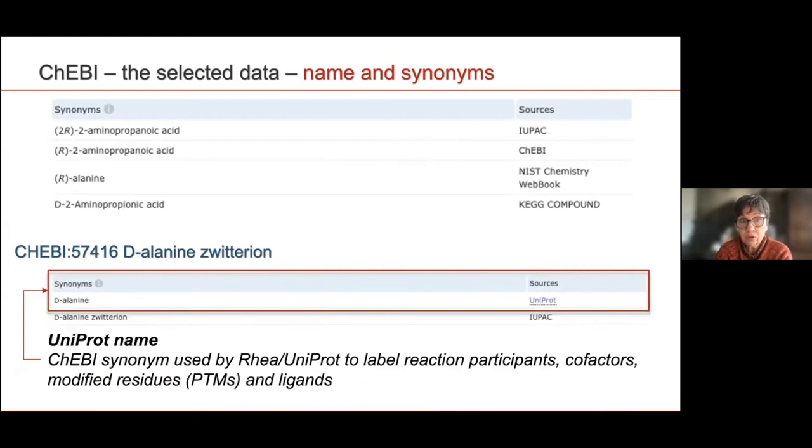From KB, we also use the names and the synonyms. Inside KB, a synonym is of specific interest for us. You can see there's a synonym in KB with the source UniProt. These synonyms correspond to what we call the UniProt name. Very often we talk about the UniProt name. It's the KB synonym that is used by Rhea or UniProt to label reaction participants, but you will see with Marie-Claude that it also allows labeling cofactors, modified residues and ligands. We have this specific synonym because in this way, KB can change their KB common name if they want, and there is no impact, no consequences to the chemical reaction and to the use of the cofactor in UniProt, for instance. So we can manage the name.